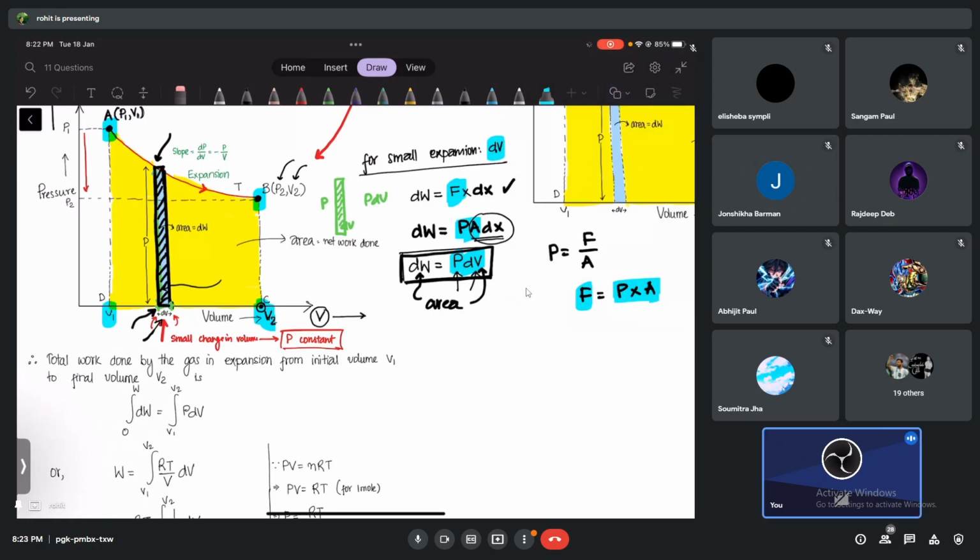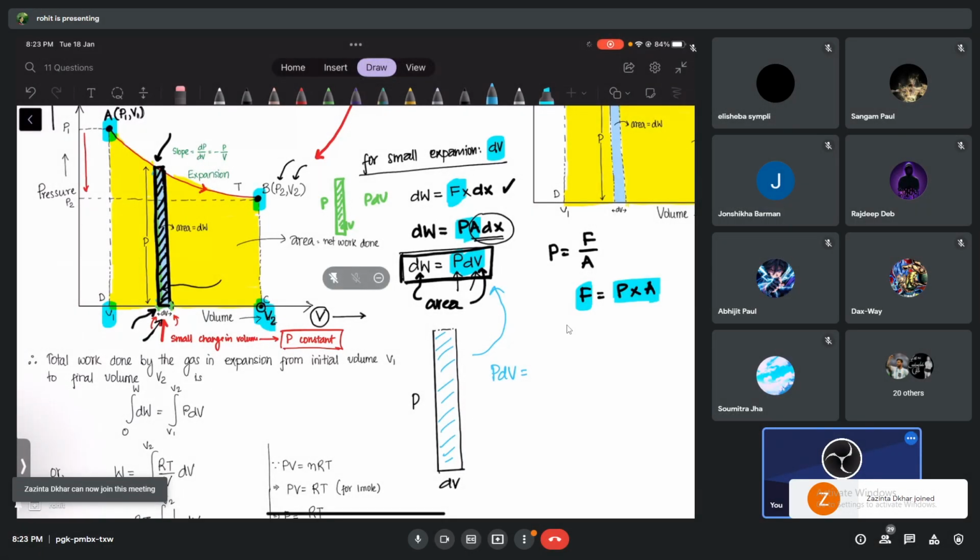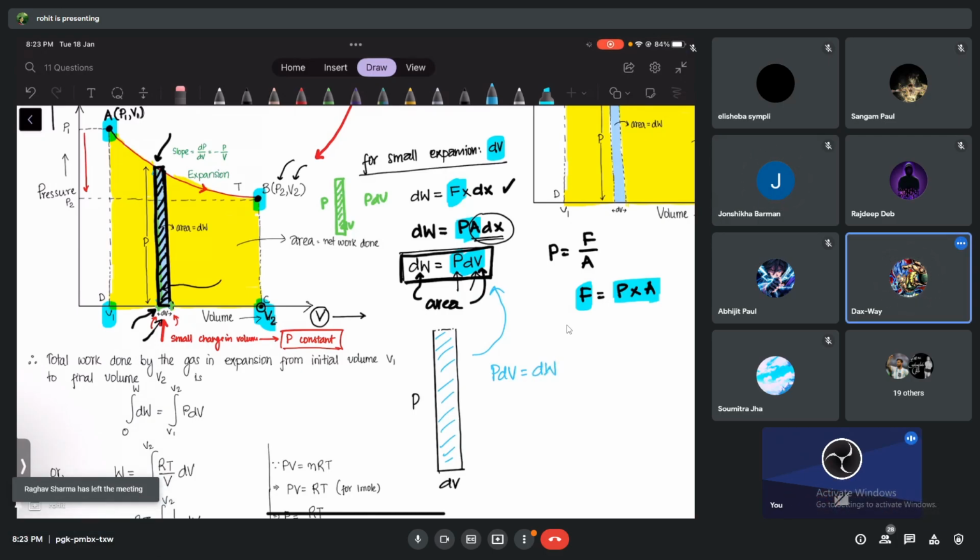So see, this is your P line that I drew. This is your dV line, the small change of volume. I told you, if I multiply these two, actually what am I going to get? I'm going to get this area, right? But if you look at this formula, what does PdV represent? Obviously, it represents area in the graph, but it also represents what? Small amount of work done.